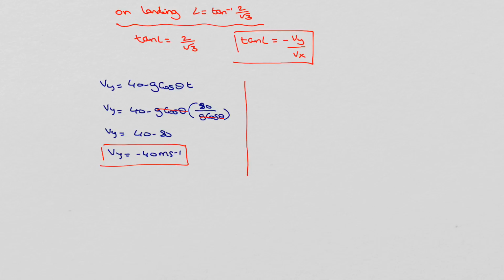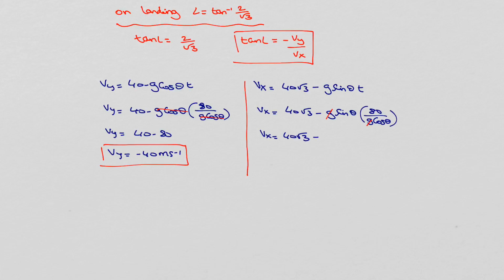So we're now going to do the same for Vx. So Vx, we said, was 40 root 3 minus g sine theta t. So if I sub in my time of flight, well, my time of flight was 80 over g cos theta. And of course, g cancels, but we're left with sine theta over cos theta this time. And sine theta over cos theta we know is tan theta. So that leaves me with 40 root 3 minus 80 tan theta.